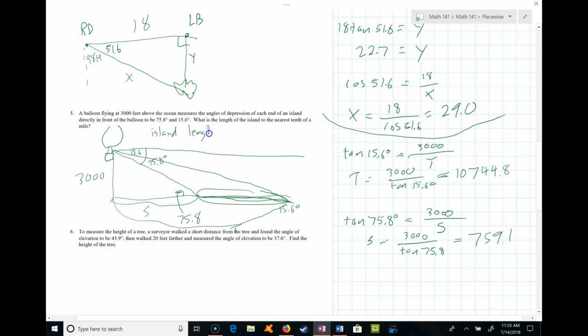So finally, the length of the island is going to be 10,744.8 minus 759.1. And we get approximately 9,985.7.